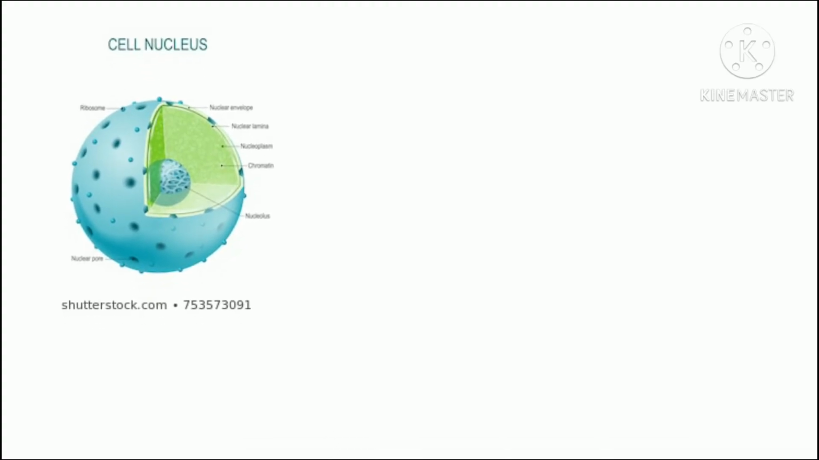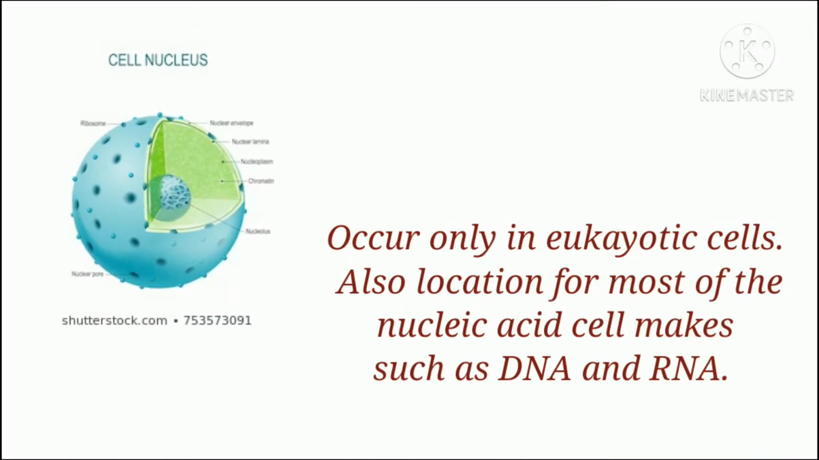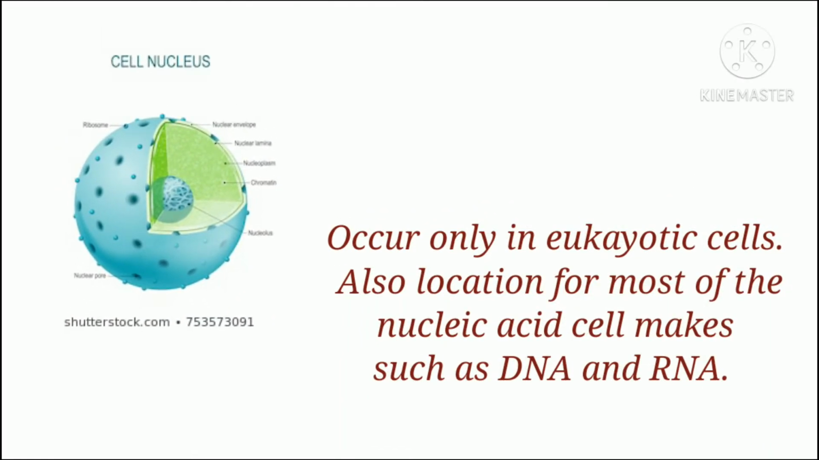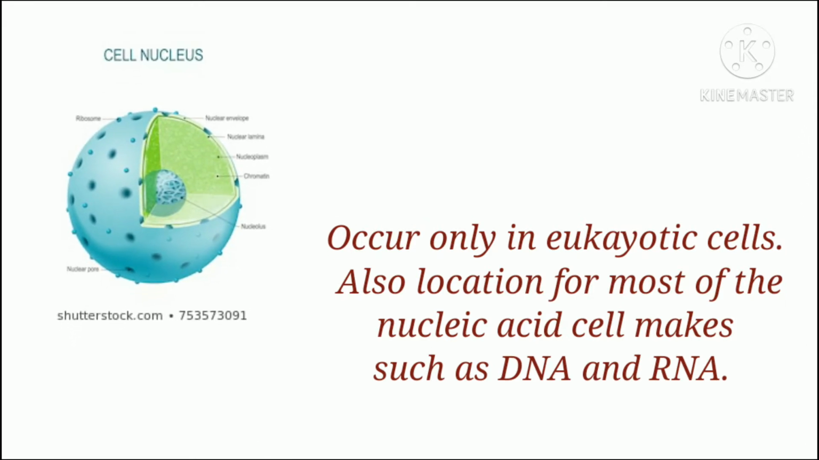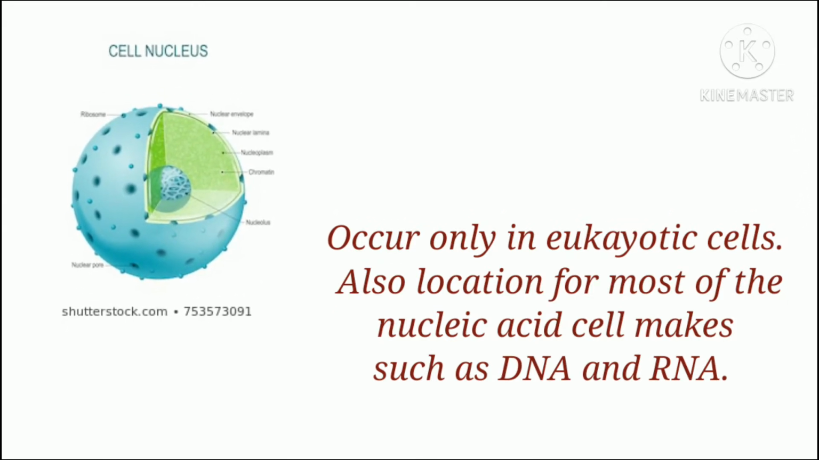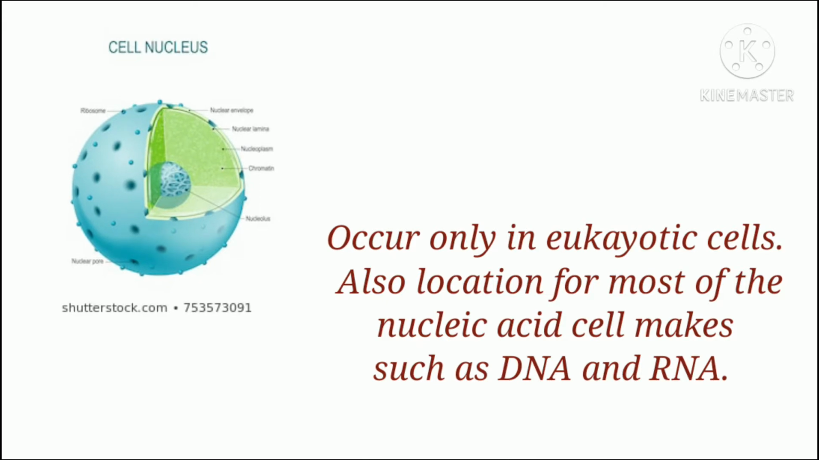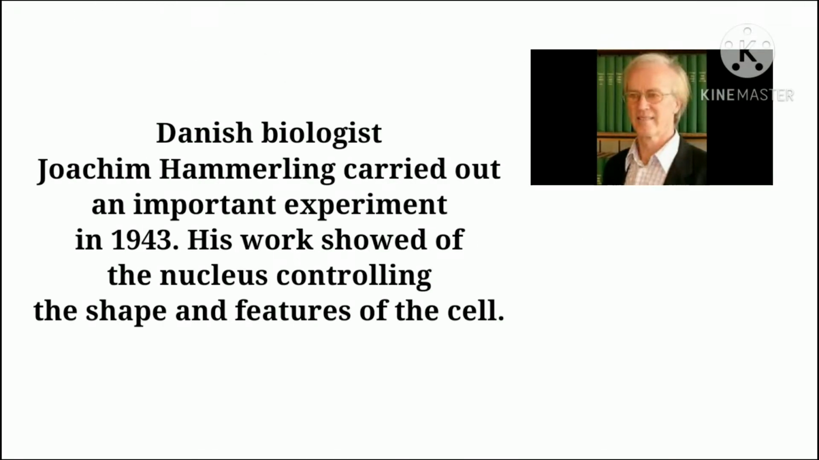The nucleus occurs only in eukaryotic cells. It is also the location for most of the nucleic acids, cell mix such as DNA and RNA. Danish biologist Joachim Hammerling carried out an important experiment in 1943. His work showed the role of the nucleus in controlling the shape and features of the cell.